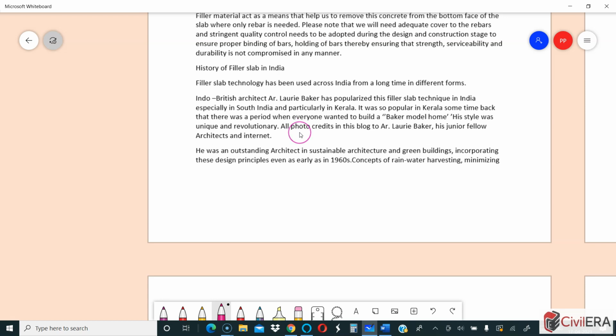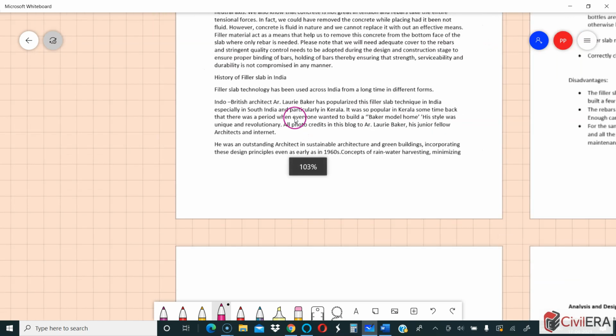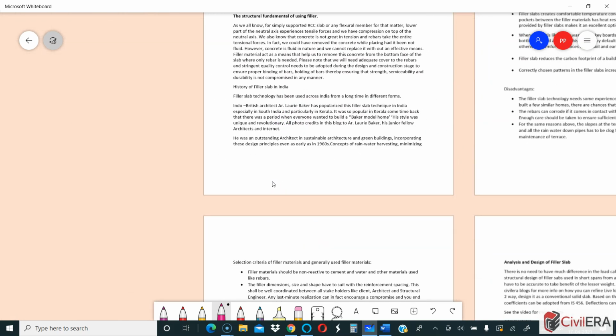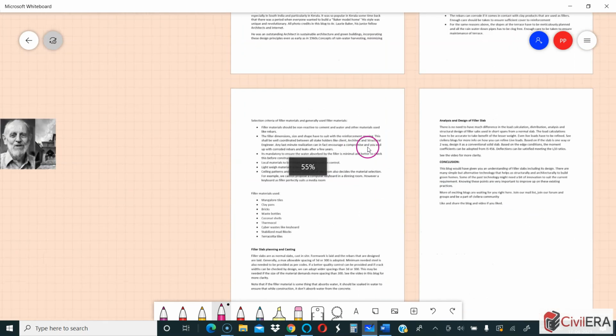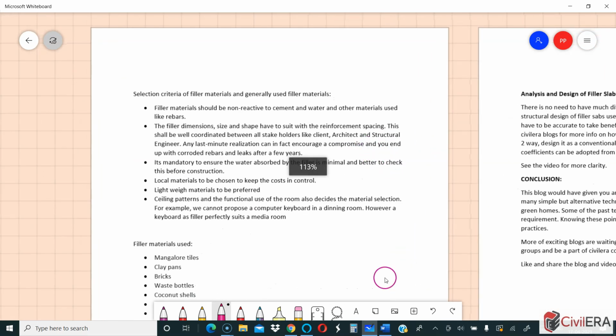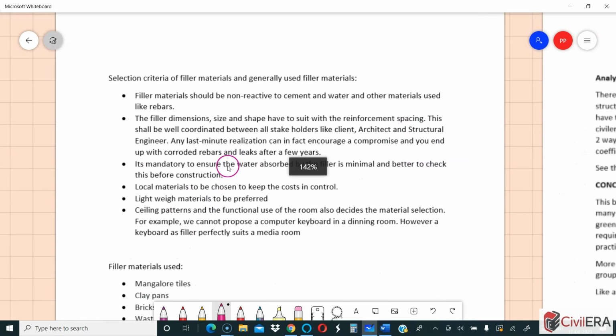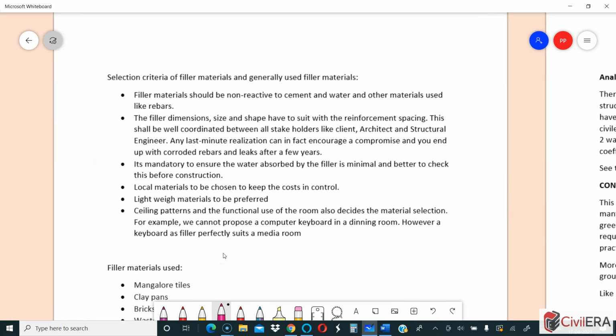He was an outstanding architect in sustainable architecture and green buildings, incorporating these design principles as early as the 1960s. Concepts of rainwater harvesting and minimizing usage of cement were all included in his methods. Now let us quickly discuss some selection criteria of filler materials and some of the generally used filler materials.